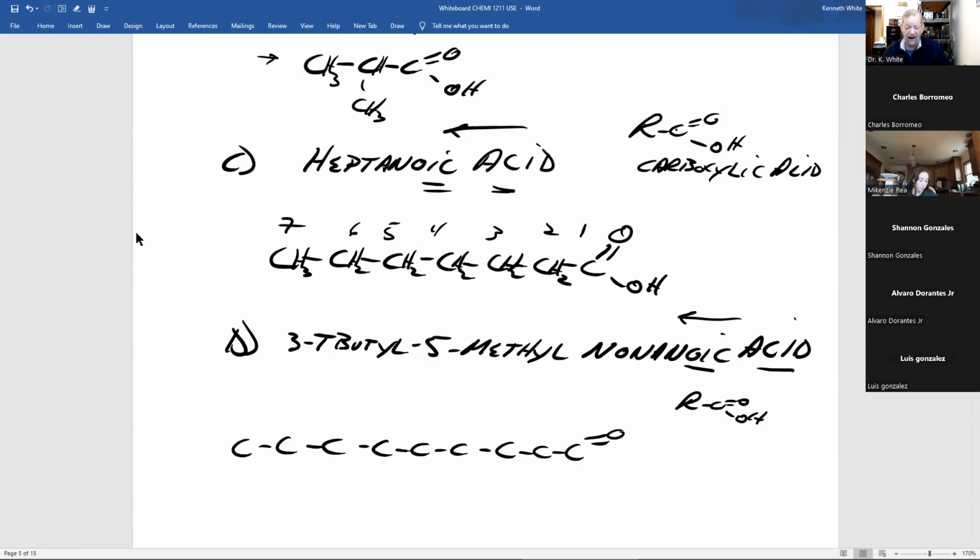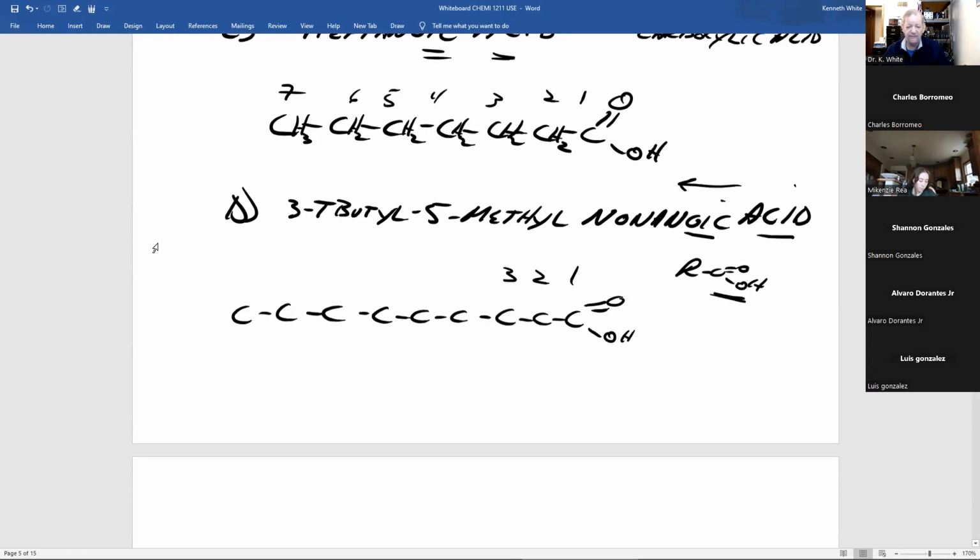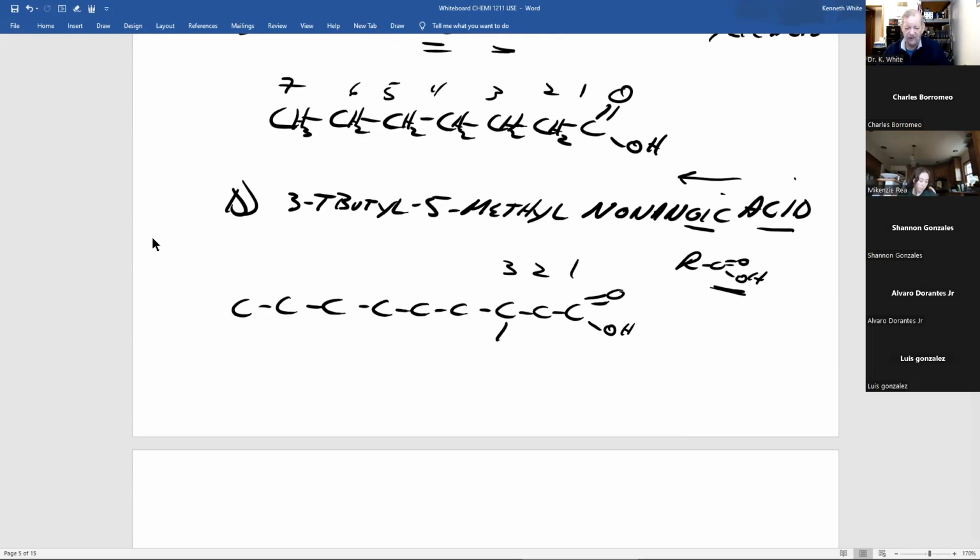The N carbon, I always do it on the right. You can do the other side, but I won't, is my carboxylic acid. And this is carbon 1. On carbon 3, I have a t-butyl group. 4, 5, on carbon 5, I have a methyl group. And now I got to put in hydrogens. Remember, there are 4 bonds to carbon.